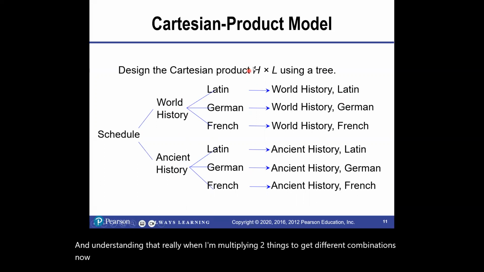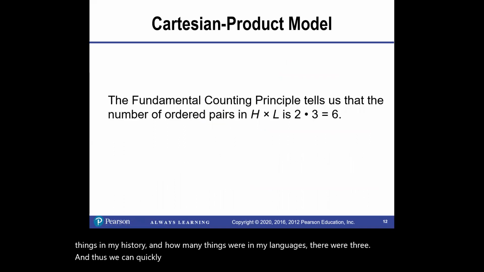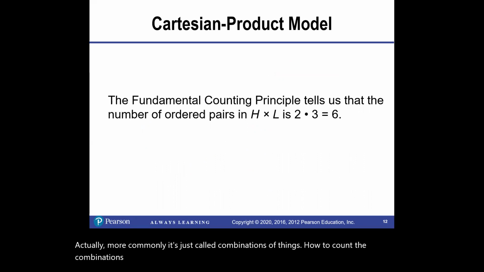Now, the interesting part is how many things were there in the history? Well, there were 2 things in my history. And how many things were in my languages? There were 3. And thus, we can quickly note that 2 times 3 is 6. So we had 6. It's called the fundamental counting principle. I'm not going to pound you on that one. Actually, more commonly, it's just called combinations of things, how to count the combinations, and so forth.